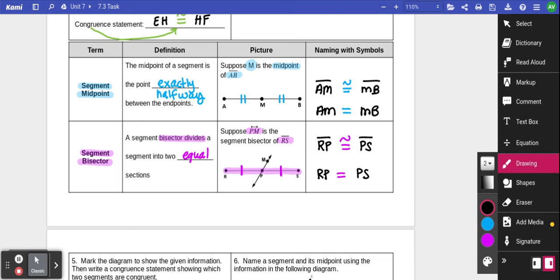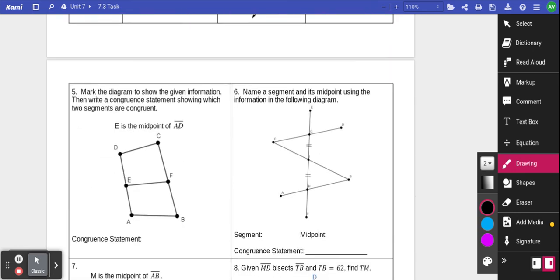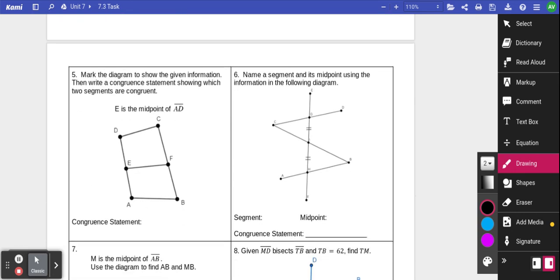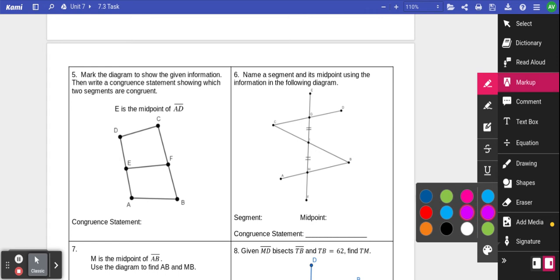All right, how does this all tie together to help us solve problems? Well, sometimes we're given a problem like this. It says in the directions, mark the diagram to show the given information. Then write a congruence statement showing which segments are congruent.